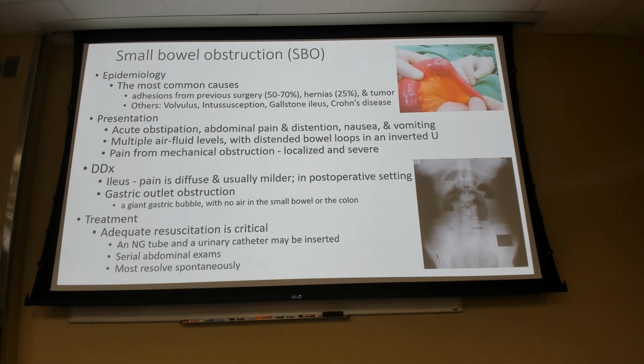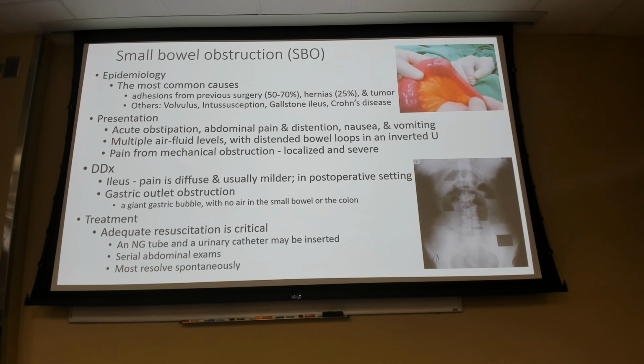And then small bowel obstruction. I know we talked about this a little bit in our previous lectures, but obviously we said the most common cause is adhesions. You can also see it with a hernia as well and some tumors. They may have a volvulus, intussusception, or ileus, which we'll talk about in a moment. But this one, they're usually going to complain of pretty significant pain. They'll have distension, and they'll usually be PO intolerant, so they'll have nausea and vomiting.